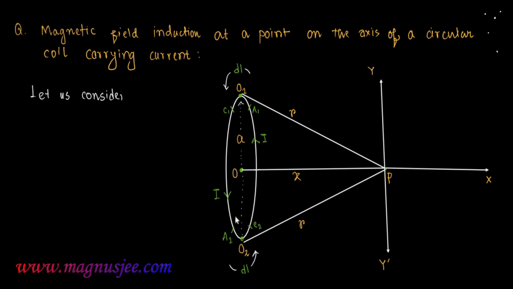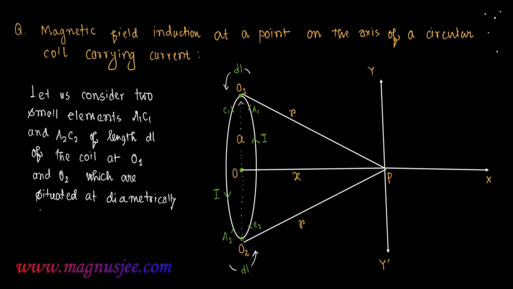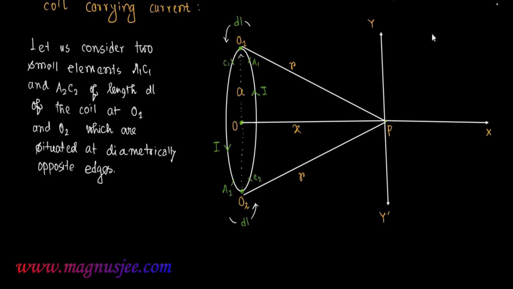Now we can write what? Let us consider two small elements A1C1 and A2C2 of length dl of the coil at the two points O1 and O2, which are situated at diametrically opposite edges of the circular coil carrying current I.